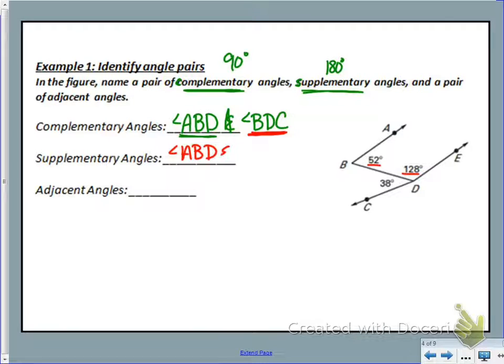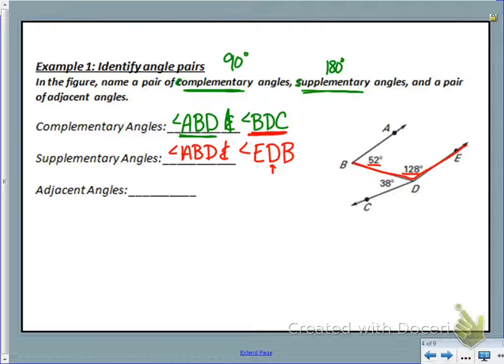ABD is supplementary to angle, again, I name it with 3 letters, and my vertex has to be in the middle. So since this is the angle I'm naming, I can go in either order. I can say angle BDE or angle EDB. It does not matter as long as the vertex is in the center here.